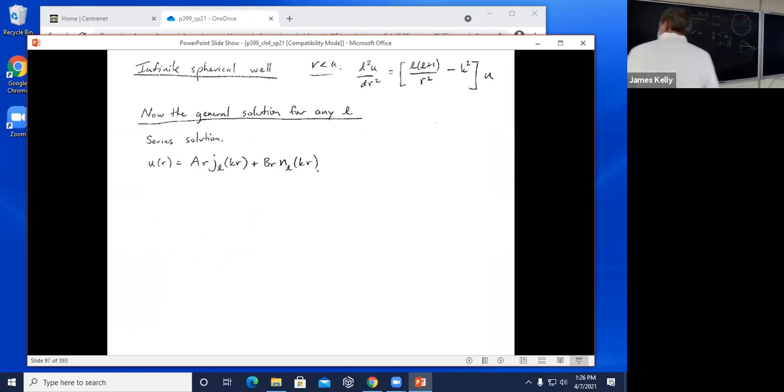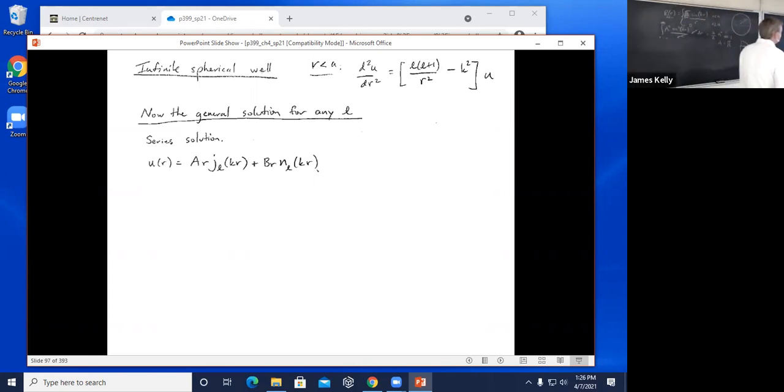Now that we've done the L equals 0 case, the arbitrary solution is less familiar. We're not going to be able to just solve the differential equation. You have to do a series solution. If you write down this differential equation, nothing comes to mind. There are no elementary function solutions for u of r. But you can do a series solution, and then you can make up names for the resulting functions for which you have the infinite series.